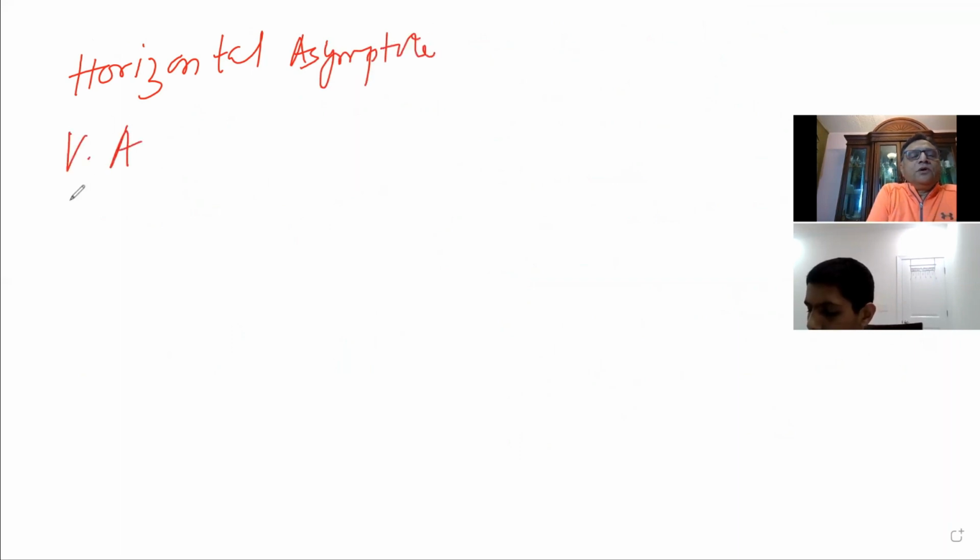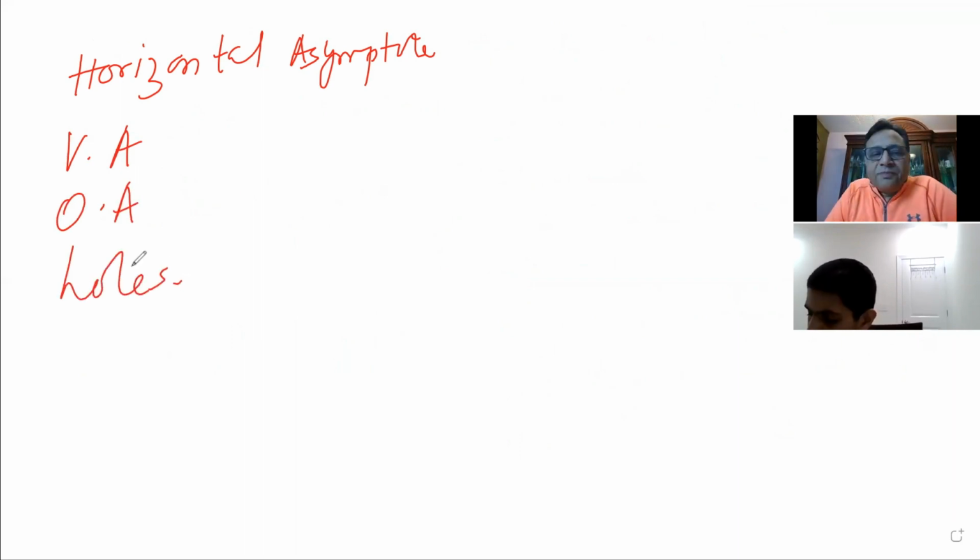Vertical asymptote, oblique asymptote, and holes. Is that clear? Yeah. First question. If I have a horizontal asymptote, can I have an oblique asymptote also?